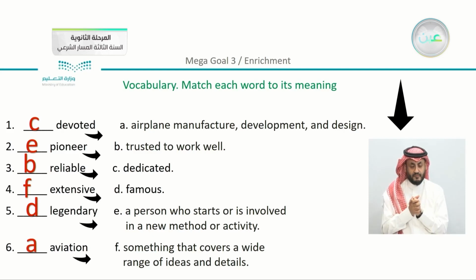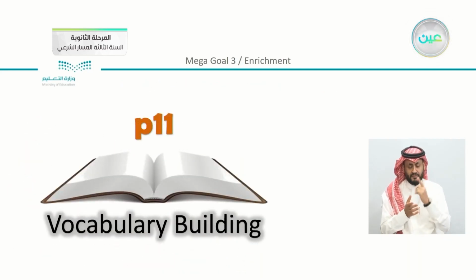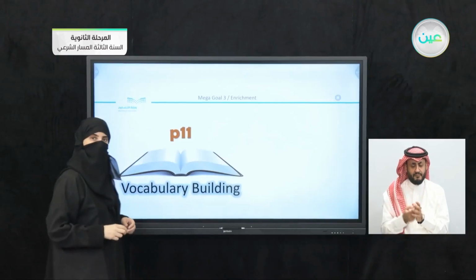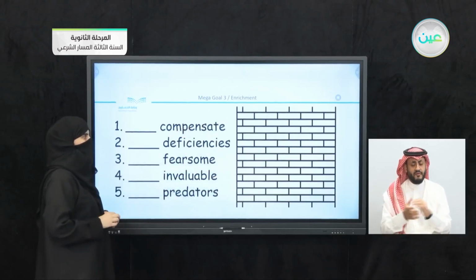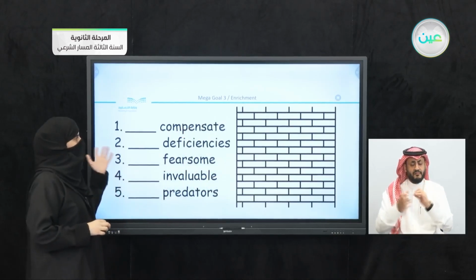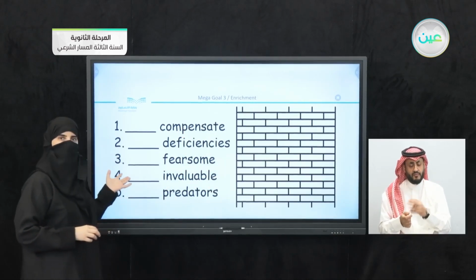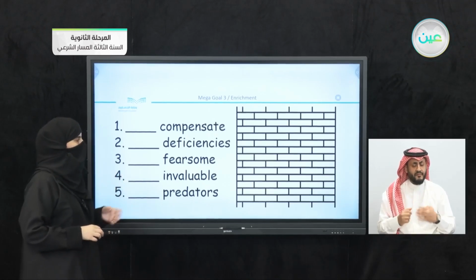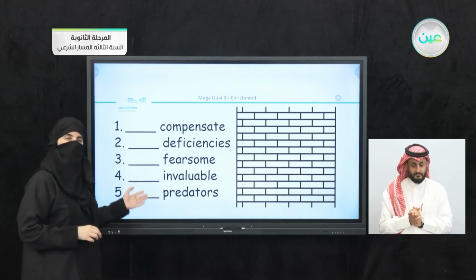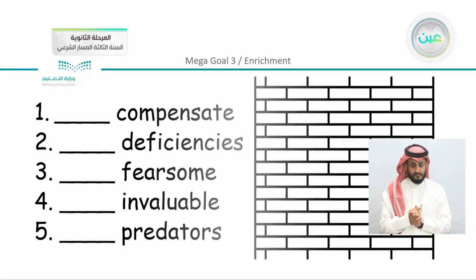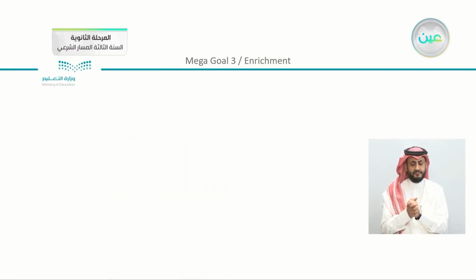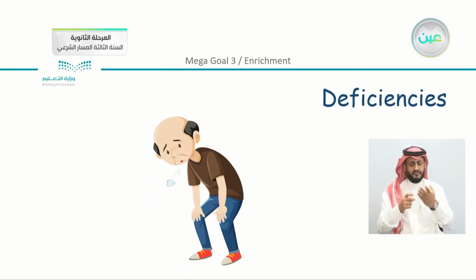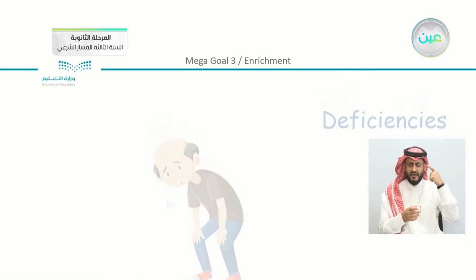Now, we are going to see what we have also in the unit. On page number 11, what did we study? The rest of the vocabulary that we had in the vocabulary building lesson: we studied compensate, deficiencies, fearsome, invaluable, and, if you recall, predators. These words we matched, and we said that we have the word compensate. I'm going to show you the pictures so you can refresh your memories of their meanings.